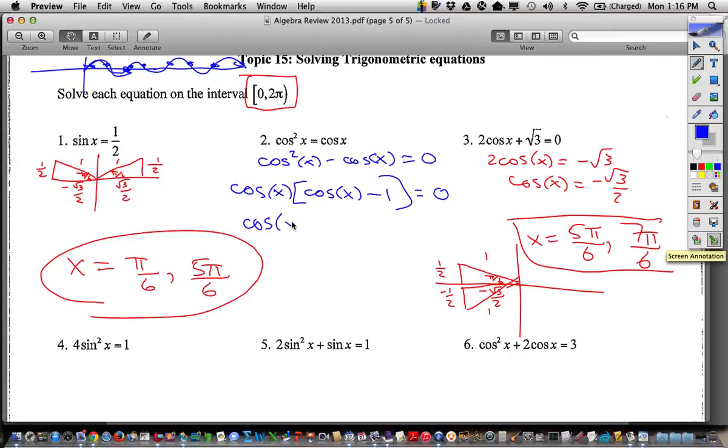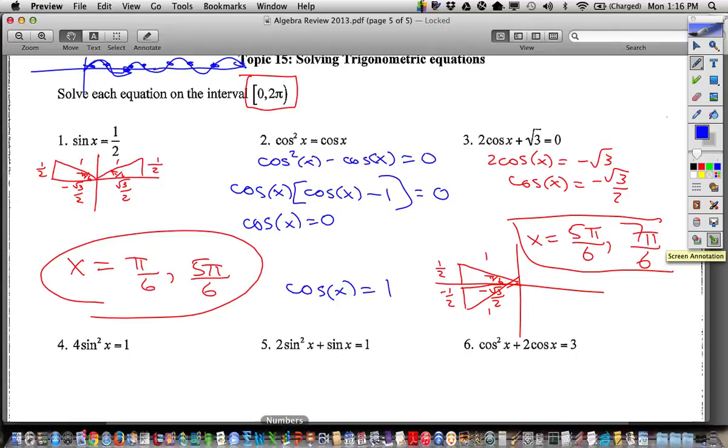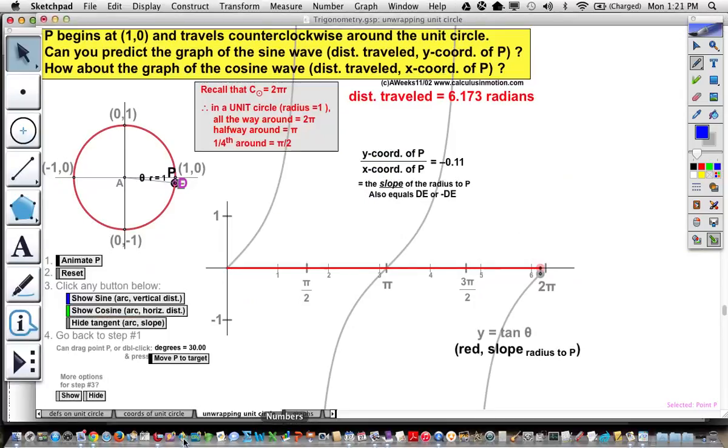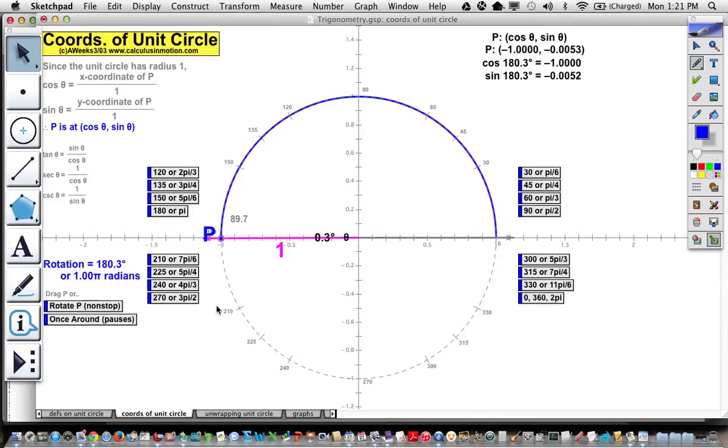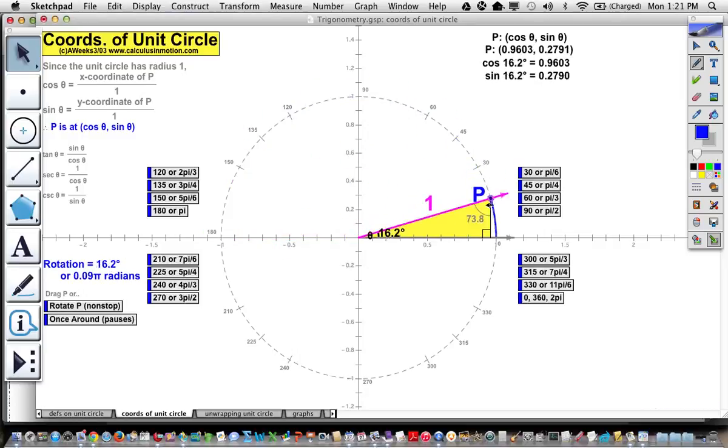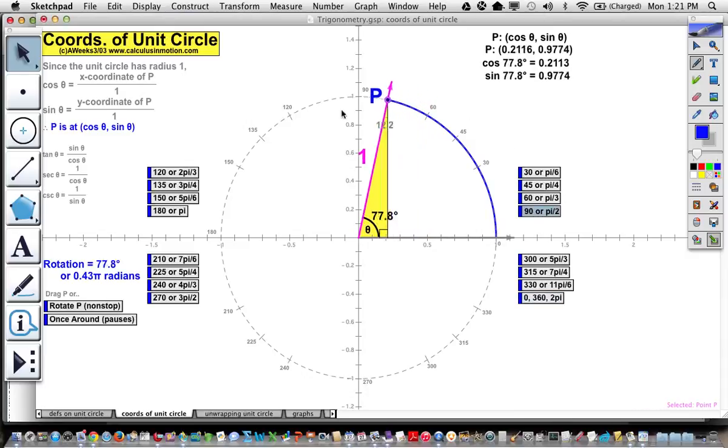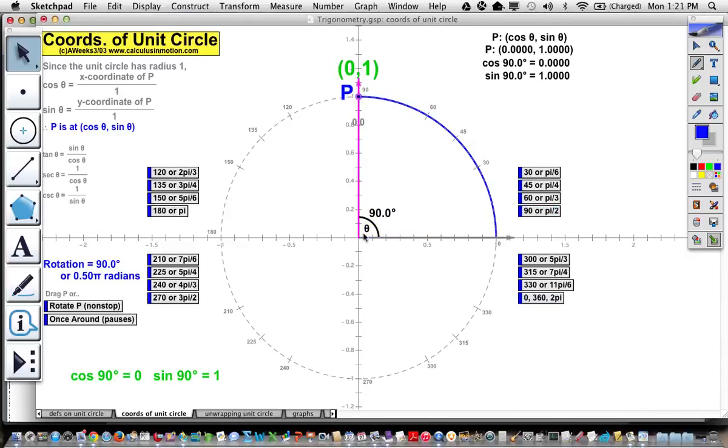So we set cosine equal to 0, or this one would be cosine x minus 1 equals 0, so cosine x equals 1. Okay, now for these, you have to remember back to the unit circle. Probably the best way is to remember back to the unit circle. Where does cosine equal 0? Well, that'd be up here, right? Your x. At pi/2, your x is 0, or where else? Down here, 3 pi/2.